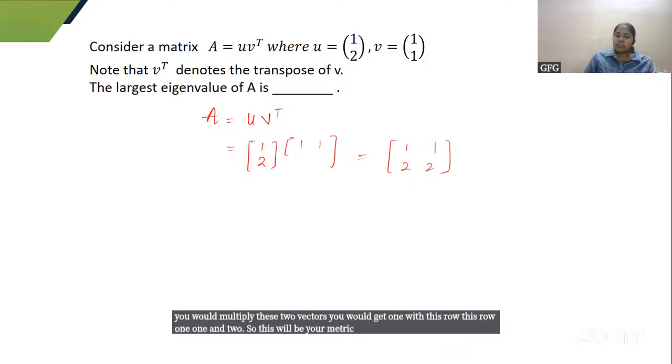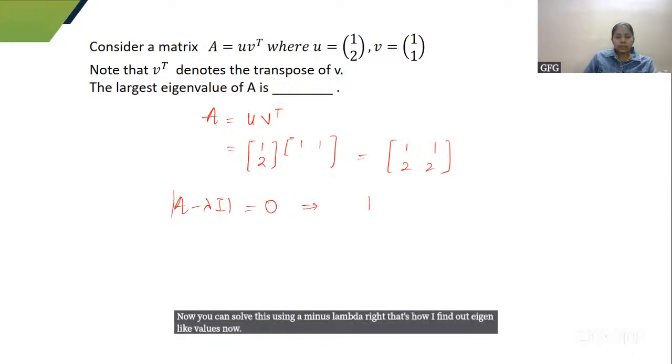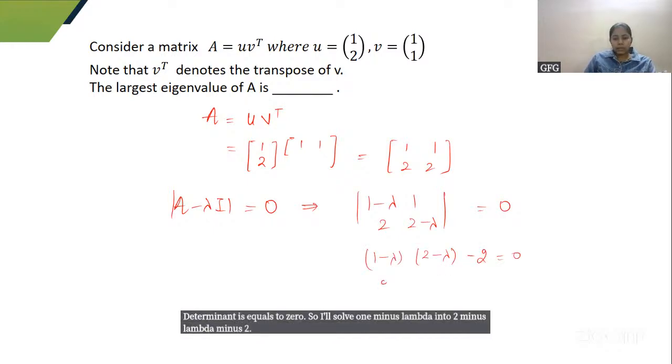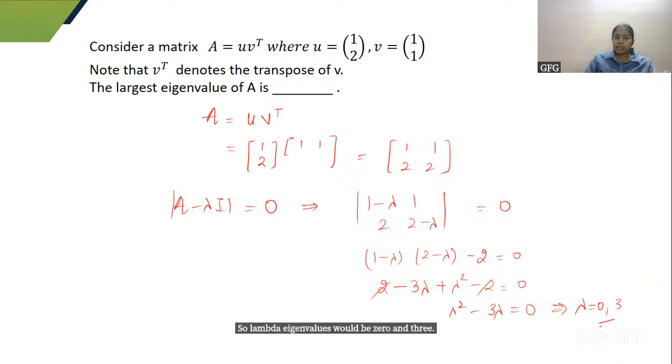Now you can solve this using A minus lambda I, that's how I find eigenvalues. So 1 minus lambda, 1, 2, 2 minus lambda, and the determinant is equal to 0. So I'll solve (1 minus lambda) into (2 minus lambda) minus 2. That gives 2 minus 3 lambda plus lambda square minus 2. So lambda square minus 3 lambda, the 2 and 2 get cancelled. So the eigenvalues would be 0 and 3. You have to take the largest value, so that would be 3.